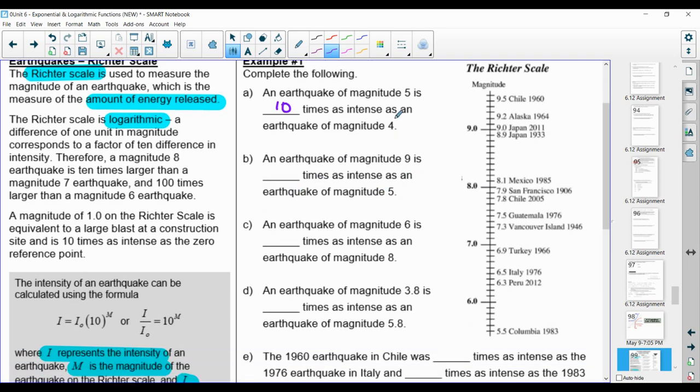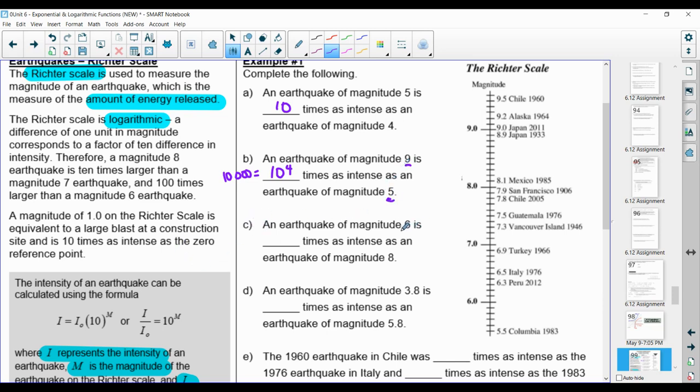Well, if I jump from 9 to 5, that's a jump of 10, another jump of 10, so 100, 1,000, and another 10 would make it 10,000. So it's actually 10 to the 4 jumps, which is 10,000 times. So an earthquake of magnitude 9 is 10,000 times as intense as a magnitude 5.